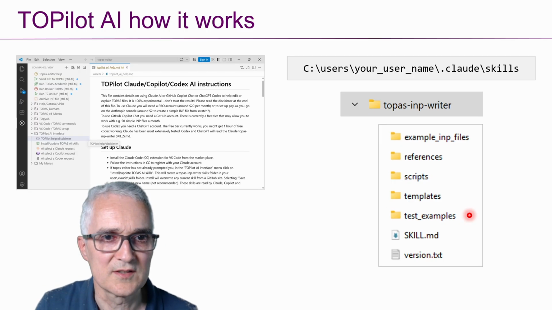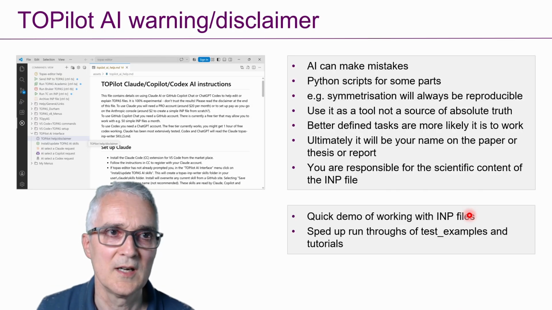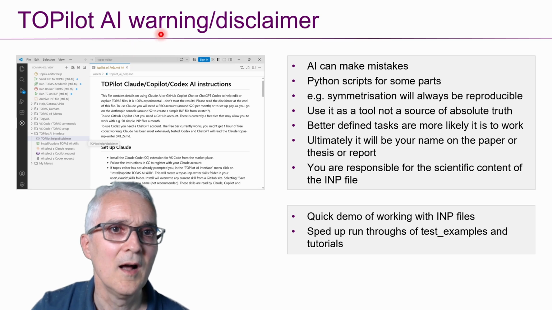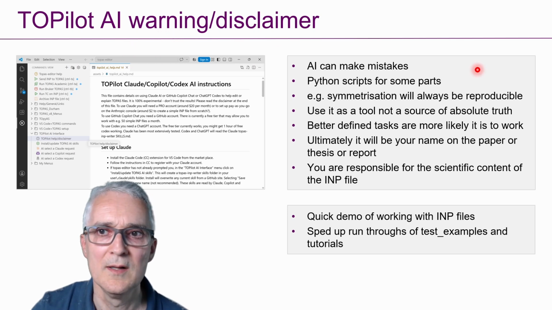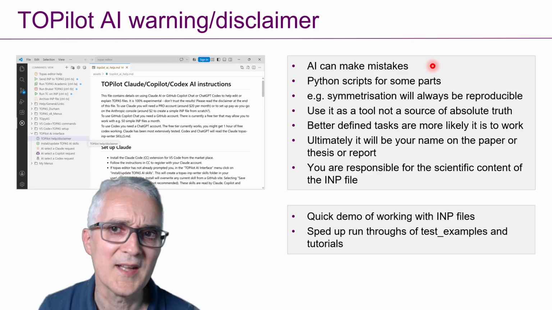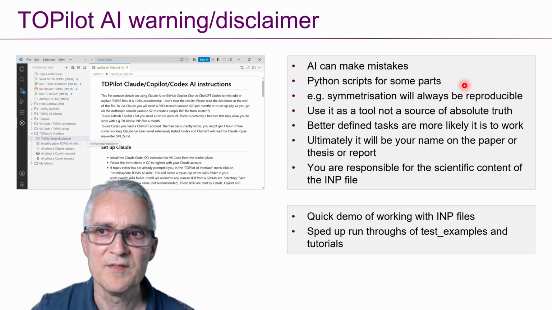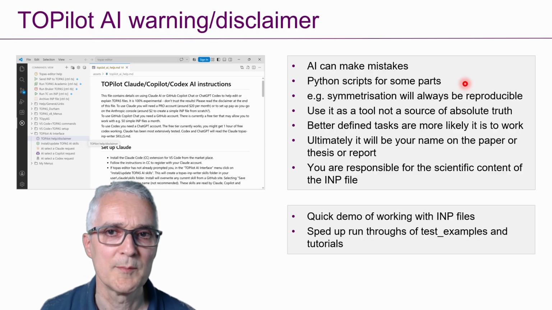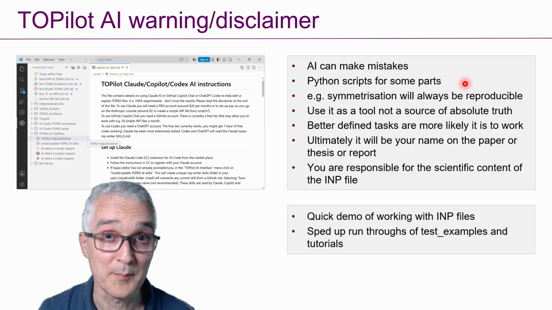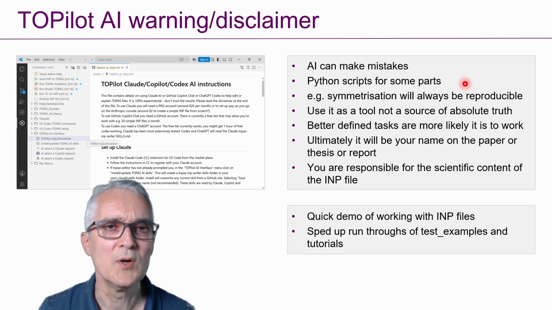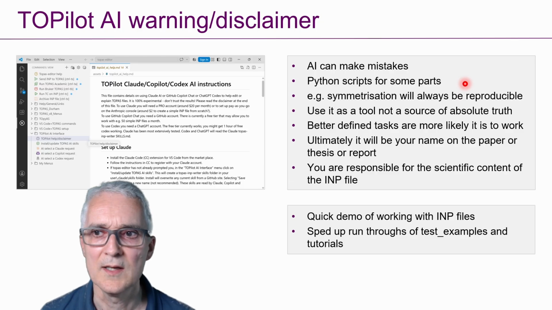Before we switch into example mode, the obvious slide at the end. I think this is probably a bit patronizing for people, but I feel I should say it. Obviously, a bit of a warning and a disclaimer. I've said already that the modern AI models are incredibly powerful, but they can make mistakes. With the TOPilot way of working, as I said, with these Python scripts, we've done as much as we can to make sure that those mistakes don't happen and that they aren't critical crystallographic errors.